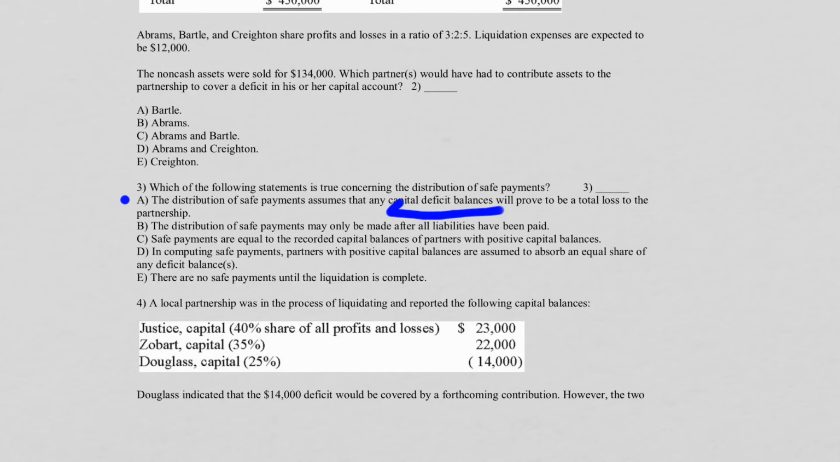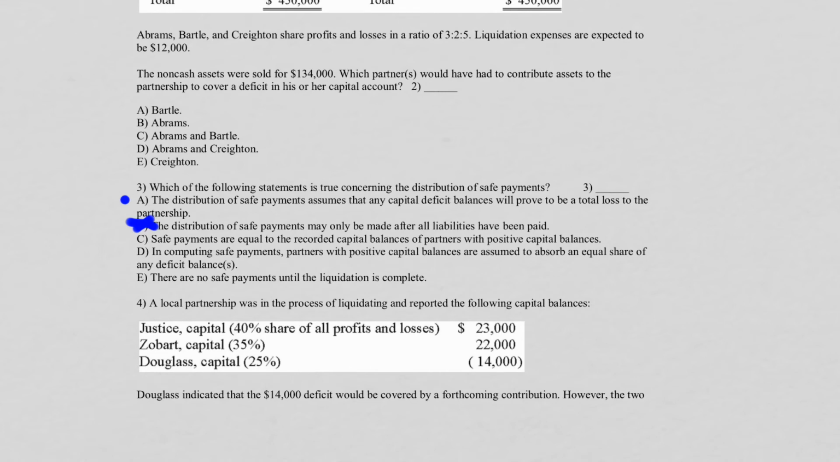Not that I'm going to ask you questions on this because I hate this question. B, the distribution of safe payments may only be made after all liabilities have been paid. Well, that's not true. That's not how we do it. We actually do make safe payments before the liabilities have been paid. That's the whole idea of safe payments. So now I know B is not correct.